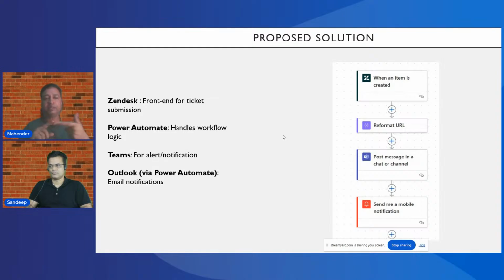First one, Teams, which we will be using for alerts and notifications, so that we can send some kind of alert on Teams, since most companies nowadays utilize Teams for their day-to-day communication. And then another one we have is Outlook, where we will be sending email notifications, so that we can let them know, okay, this is the current status of your ticket. Okay, so that's the proposed system we have here today.